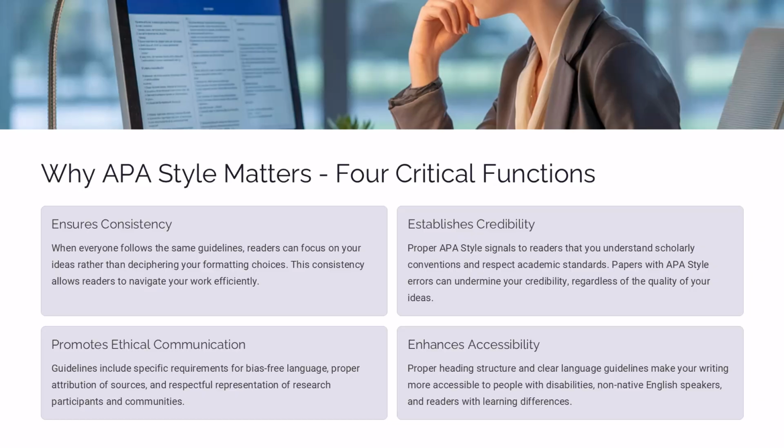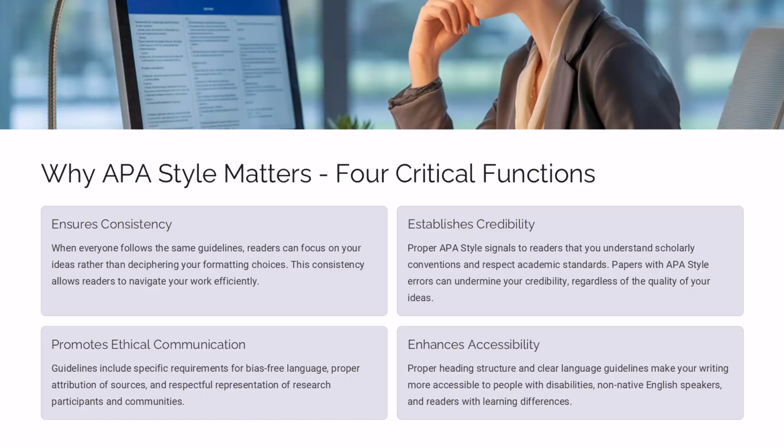When everyone follows the same guidelines, readers can focus on your ideas rather than deciphering your formatting choices. Imagine reading research papers where every author used different citation formats, heading styles, and reference layouts. The cognitive burden on readers would be enormous, and the focus would shift from content to format interpretation. APA style eliminates this problem by providing a universal language for academic writing. This consistency allows readers to navigate your work efficiently and concentrate on evaluating your arguments and evidence.